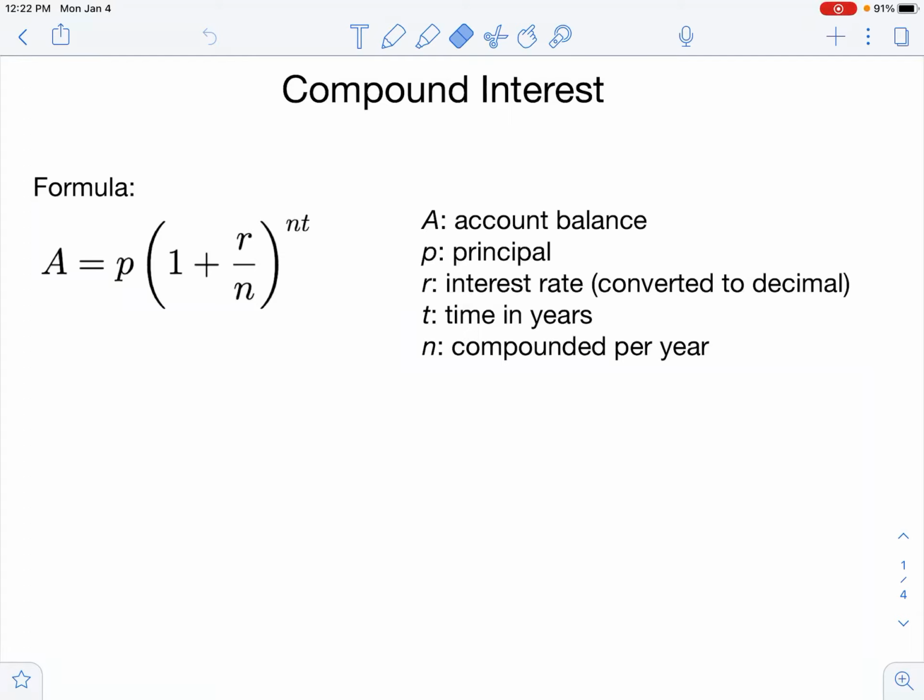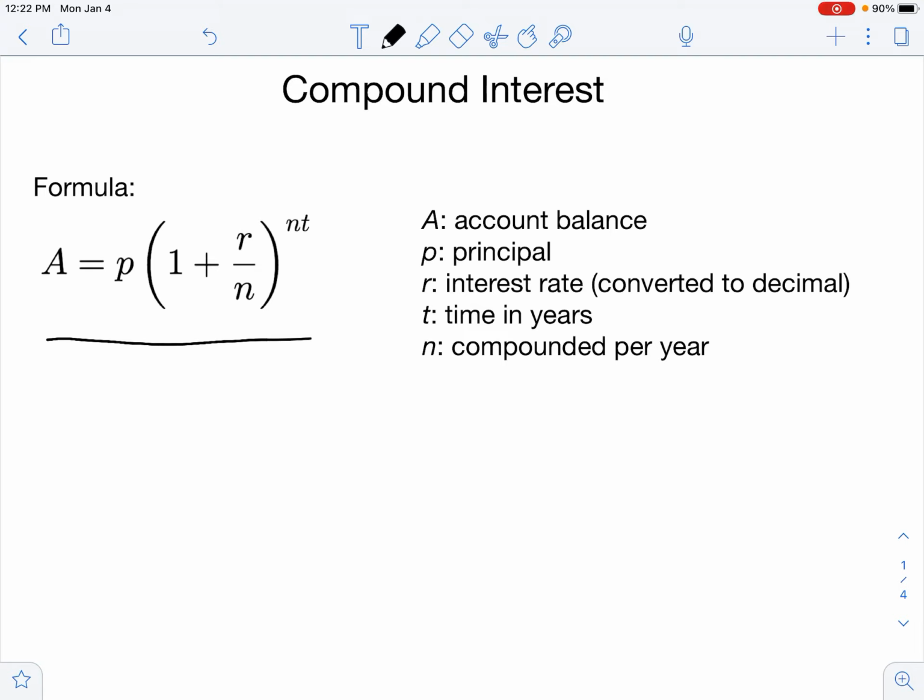Hi guys, we're going to talk about compound interest. So this is going to close out our section on exponentials. We're going to talk about the compound interest formula. You can see that we have this formula right here, and each of these variables we have described.